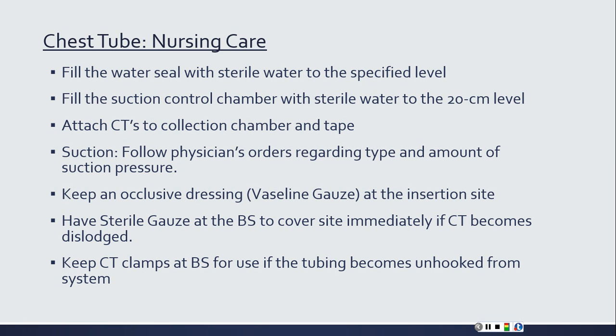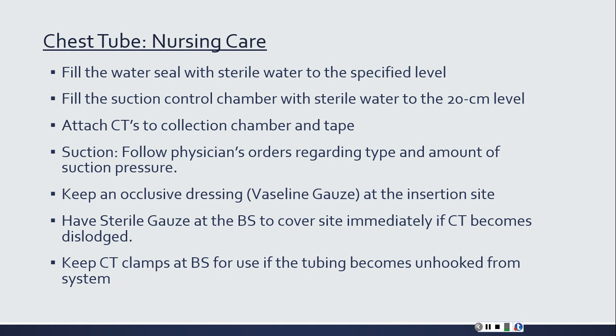And here's a big one: keep an occlusive dressing at the insertion site. Always make sure you've got a good occlusive dressing. If you don't, you're going to change the way that suction is being applied. You always want a good Vaseline gauze or occlusive dressing at the site. Also, you want to have sterile gauze at the bedside to cover the site immediately if the chest tube becomes dislodged. And you also want to keep clamps at the bedside if the tubing becomes unhooked from the system.